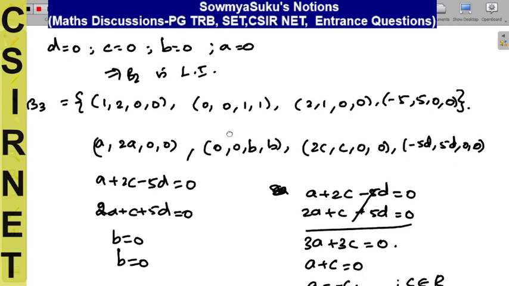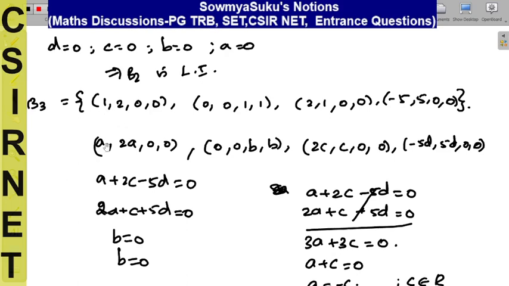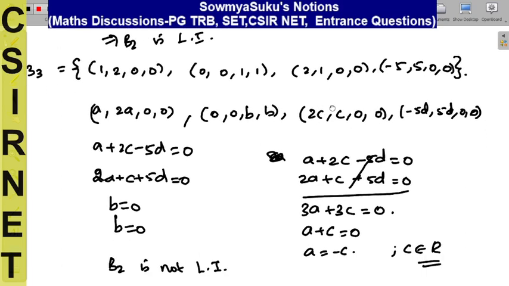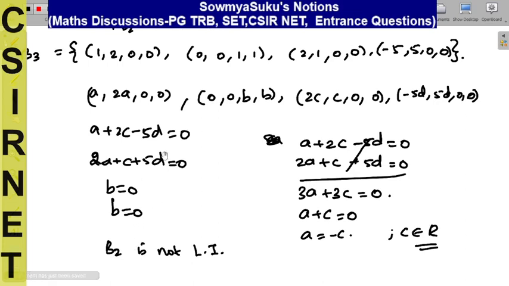Similarly, we have to check B3. Writing out the combination with a, 2a, b, 2c, c, minus 5d, 5d and so on, accordingly you will get these values. d equals 0, and here there is no b value. So use the elimination method. There you can see that a plus c equals 0 gives a equals minus c, where c belongs to the real numbers, so it takes infinitely many values. It is not necessarily equal to 0.